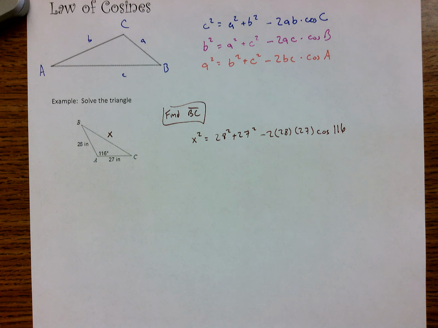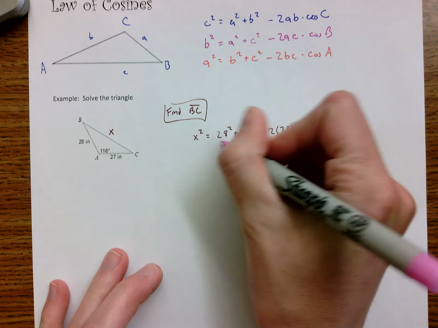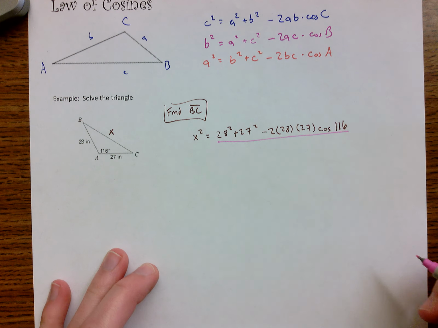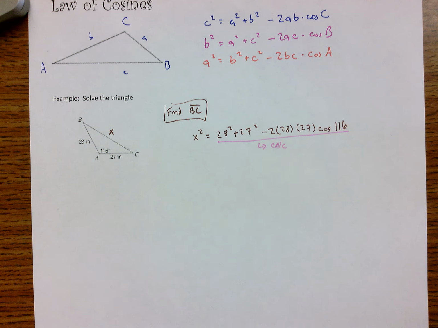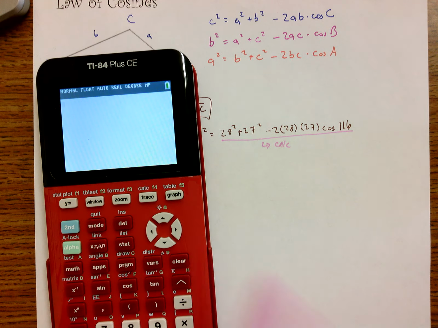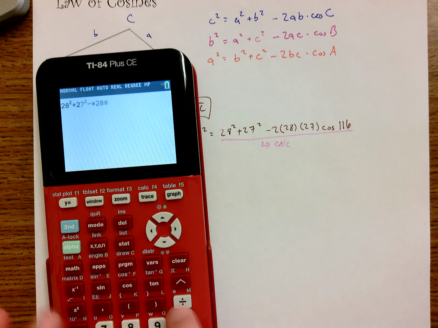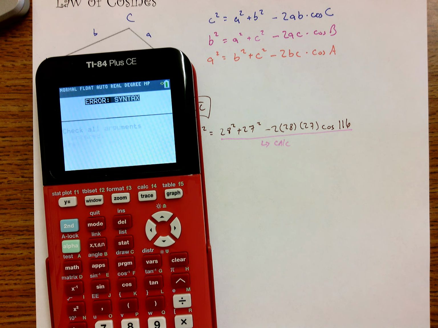So now when I look at this, all of this stuff on the right-hand side, there's no variables there, right? That's all numbers. So I'm going to take all this stuff and just shove it into my calculator. I'm grabbing my calculator and putting this in. You don't have to worry about setting up any order of operations or anything like that. That's already taken care of.